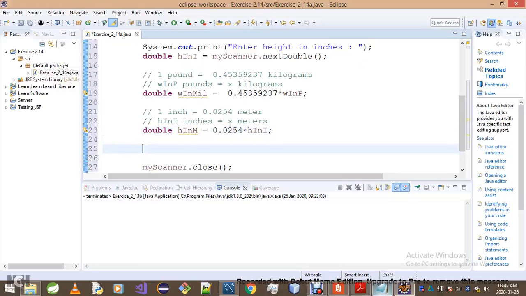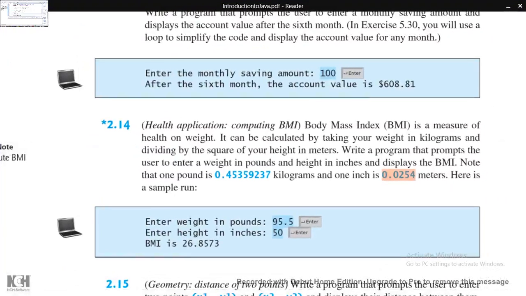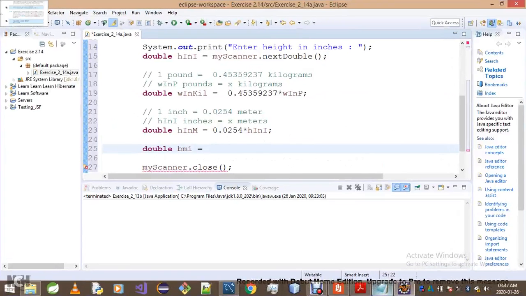Okay, what you then do, you then compute your BMI, and we were given a solution that it's actually going to be your weight in kilograms over your height in meters squared, which is one and the same as h in m squared, right?